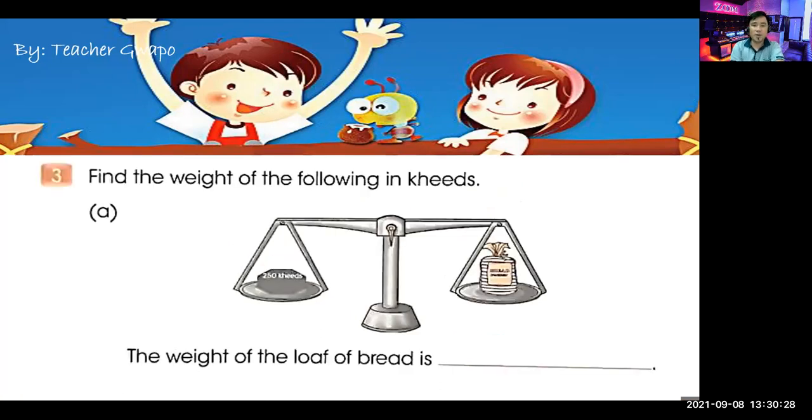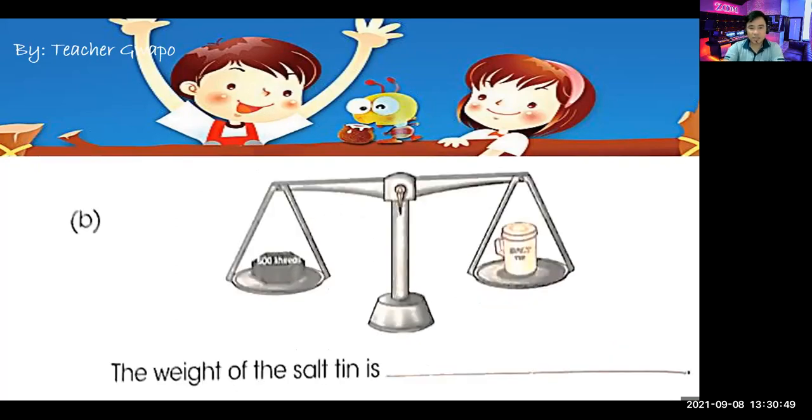Okay, number 3. Find the weight of the following in kids. So the loaf of bread is 250 kids. That is on page 49. Page 50. Letter B. The weight of the salt tin is 500 kids. And letter C.